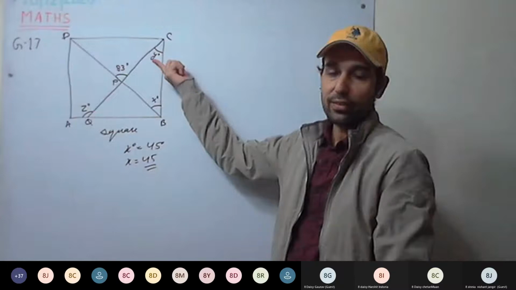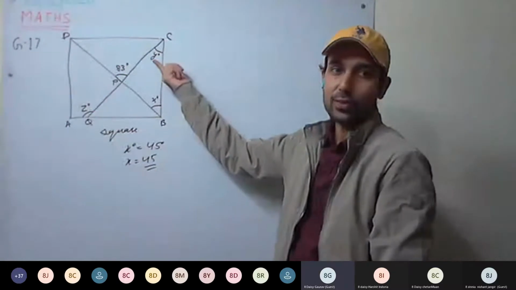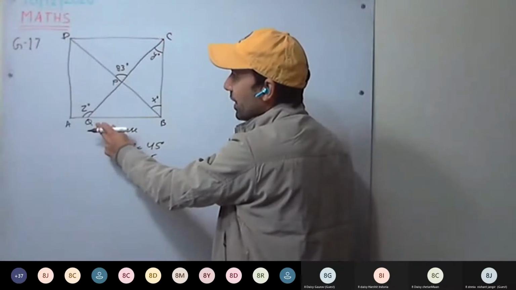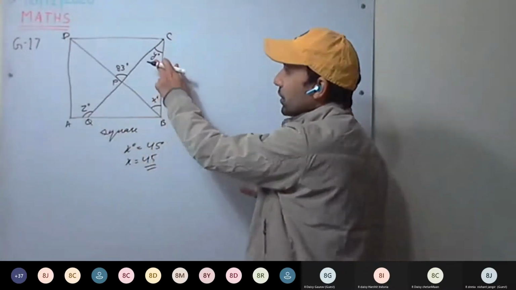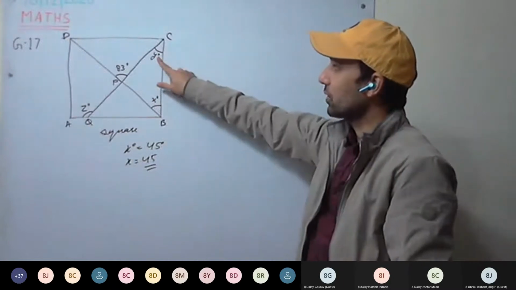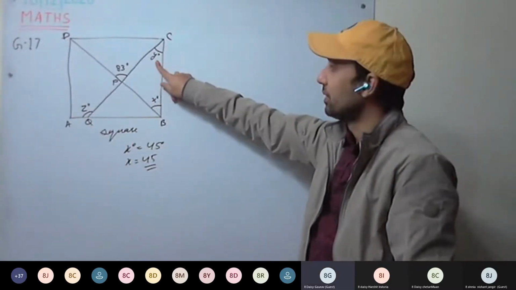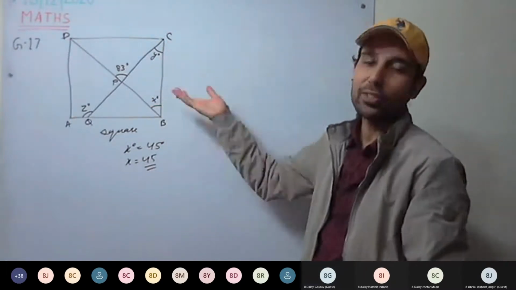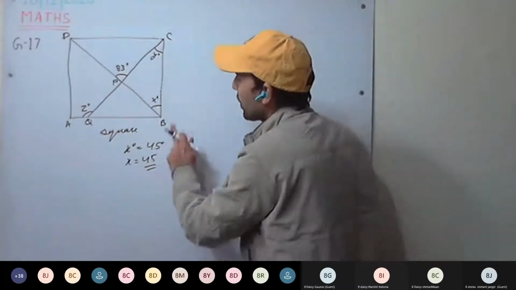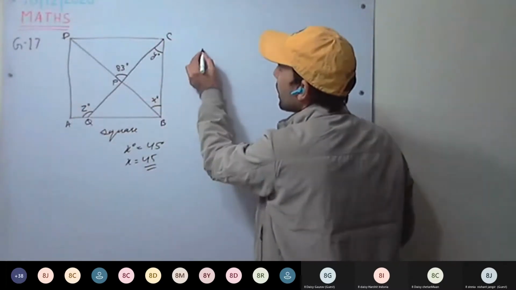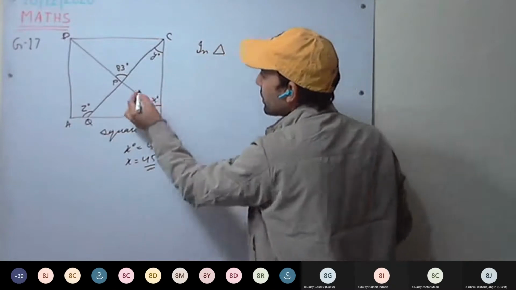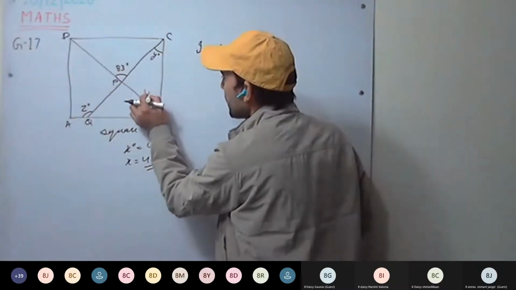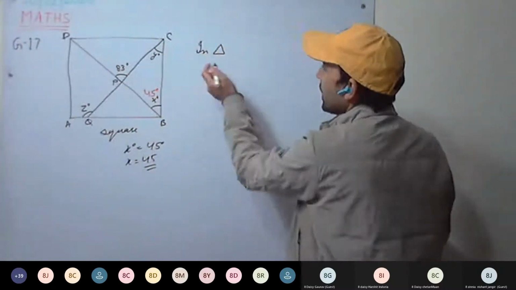Is Y degree also equal to 45 degree? No. See here, CQ is not a diagonal. So how can we calculate Y degree? It is a triangle, so no need of assuming. See here, in triangle, this angle we already got. It is 45 degree.